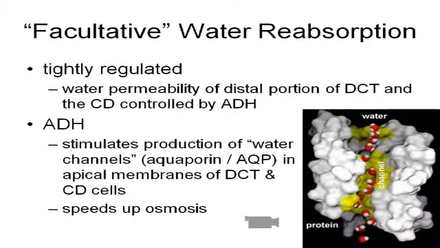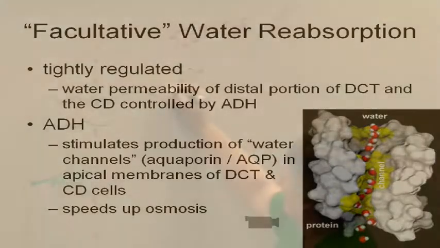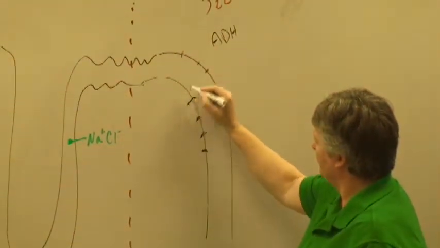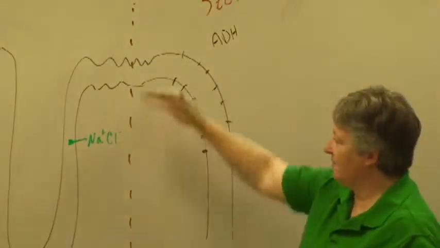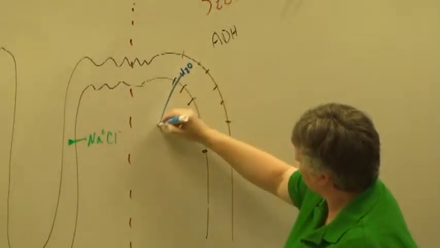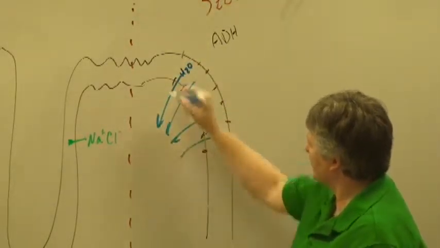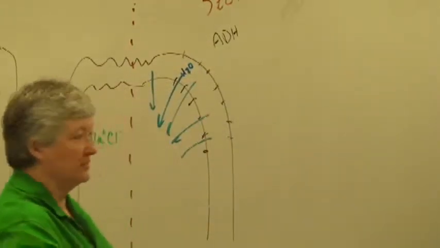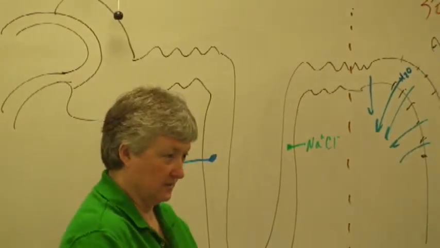Now, facultative or assisted water reabsorption. This is where ADH comes into play, at the distal end of the distal convoluted tubule and the collecting duct. In the presence of ADH, you get aquaporins. And because of this medullary concentration gradient, water is sucked out of the distal convoluted tubule and the collecting duct. Additional water, only if ADH is present.